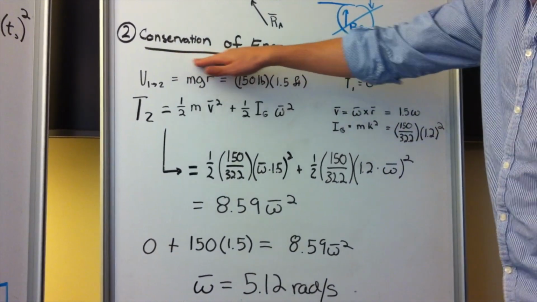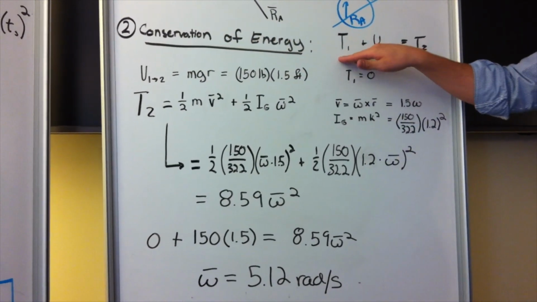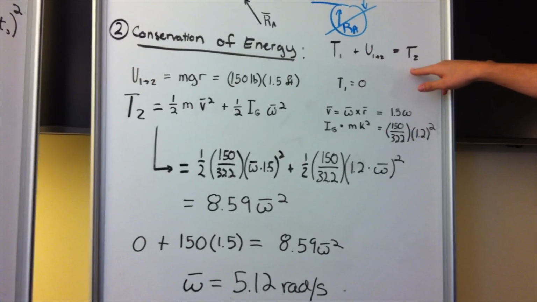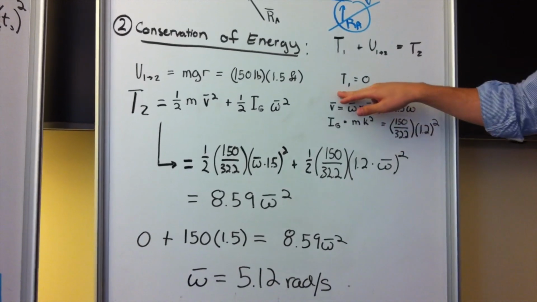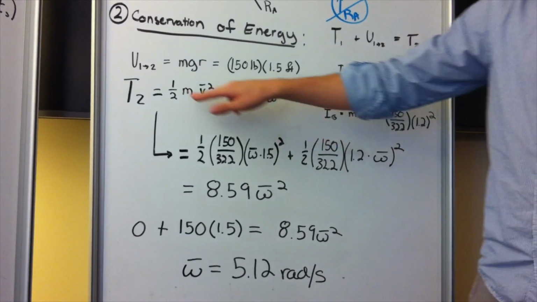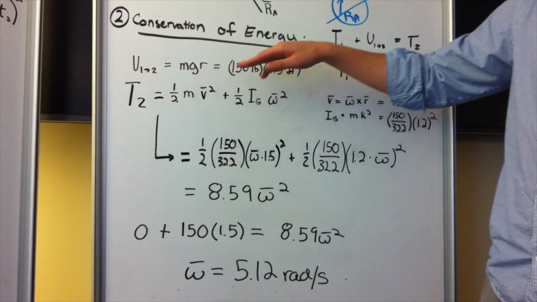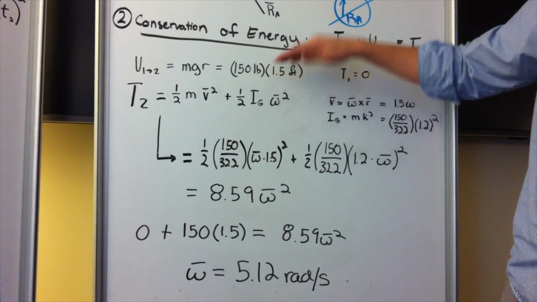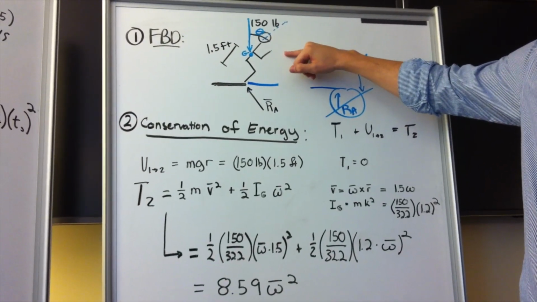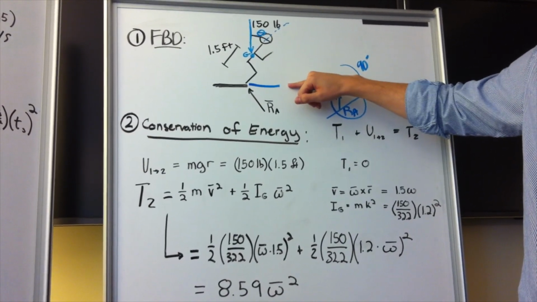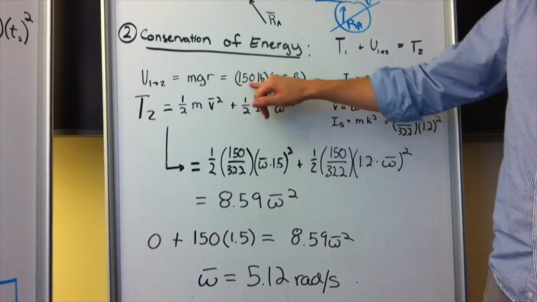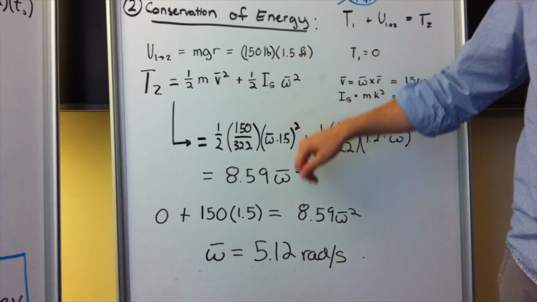So our second step is the conservation of energy. We're going to have our initial kinetic energy plus the potential energy equaling the secondary kinetic energy. From the equation we know that our initial kinetic energy is going to be equal to 0. Our change in potential energy is going to be relative to the change in height, which is right here. G is going to change height by 1.5 feet, setting this as our datum. So that's going to be 150 pounds times 1.5 feet.